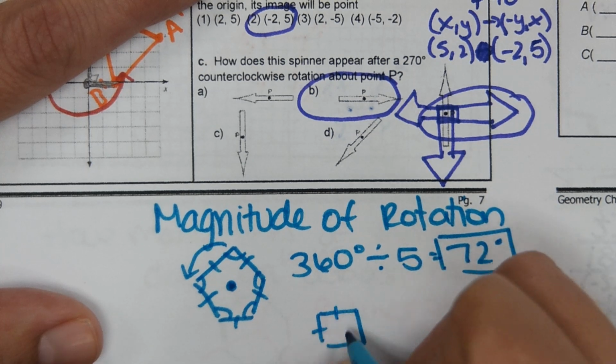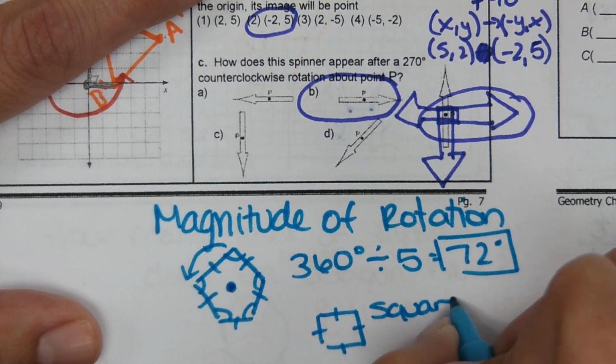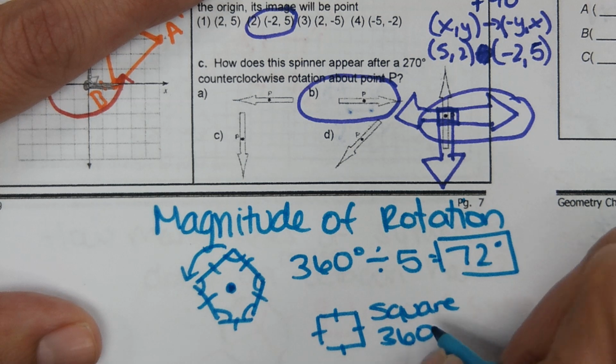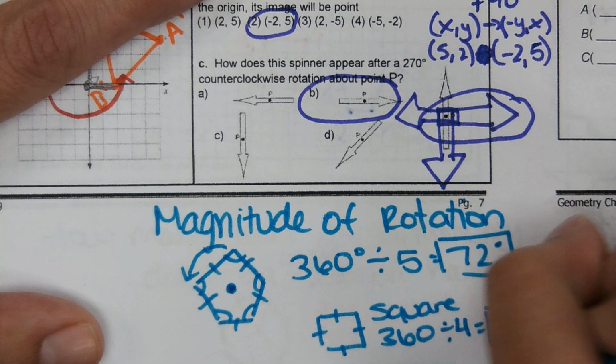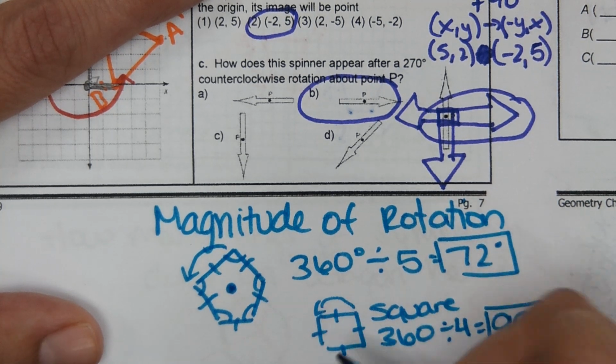Or if you have a square, you could take 360, divide by 4, and the magnitude of rotation is 90 degrees. That's the turn you would need to rotate it onto itself again.